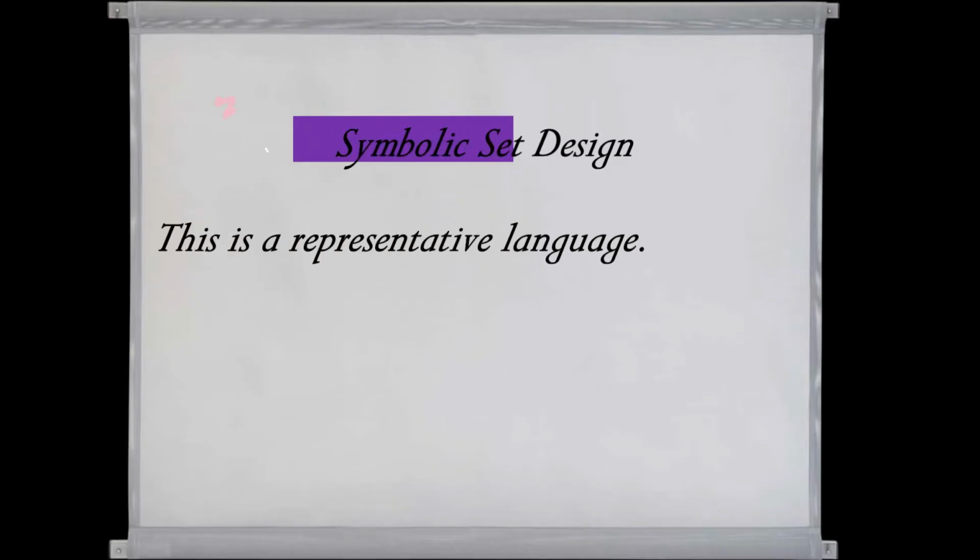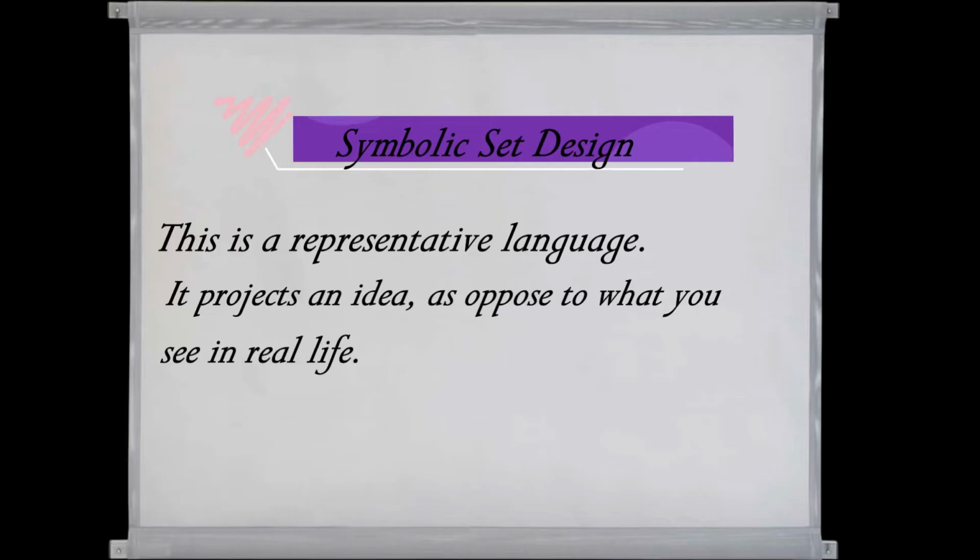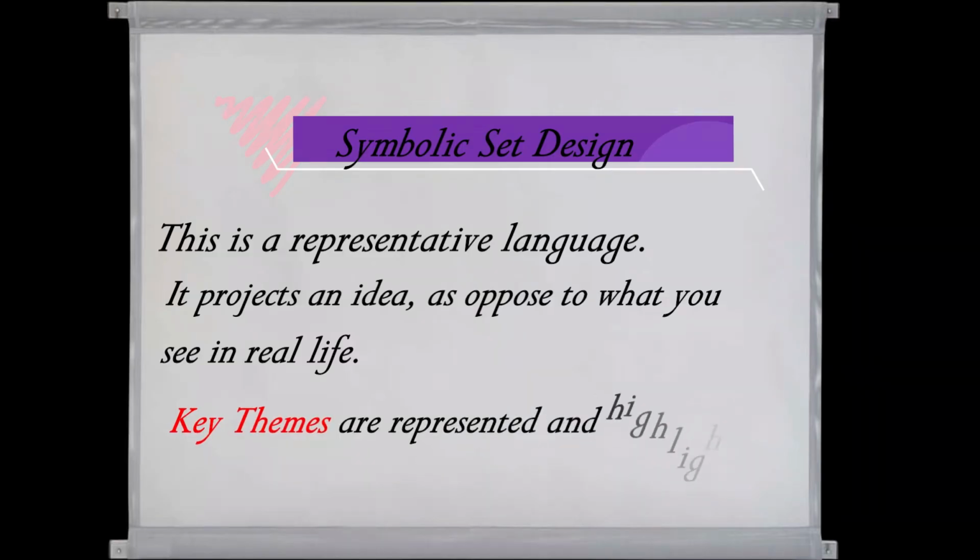Symbolic set. This is a representative language. It projects an idea as opposed to what you see. Symbolism sets are more interested in communicating an idea to the audience rather than representing real life. This type of set design allows the designers to choose an image that they think represents the key themes of the play and to interpret this as a stage set.